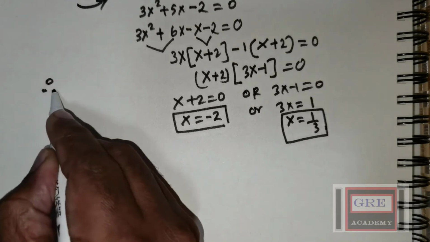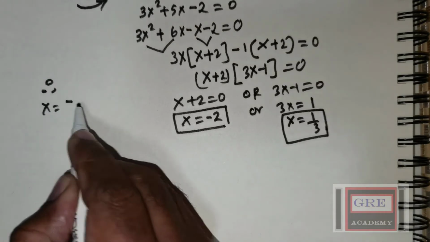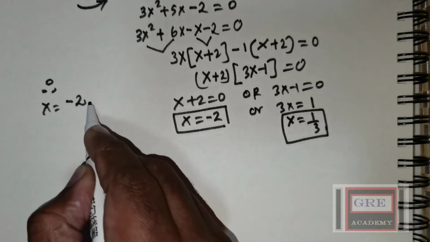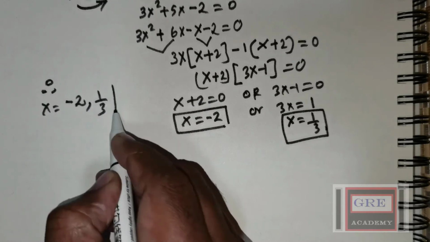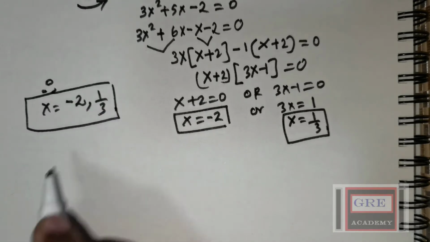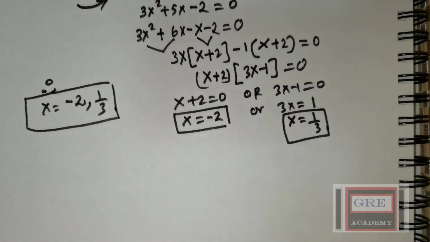So you can sum up the result. Therefore x is equal to, write the smallest value, negative 2 followed by 1 over 3. So this is my solution to this question. This completes our factorization question, students. Let's move on to the next section.